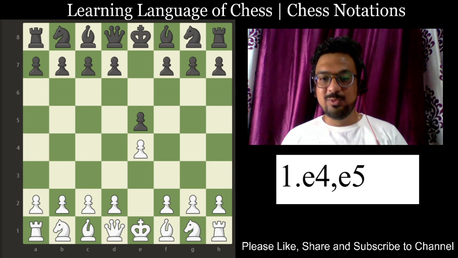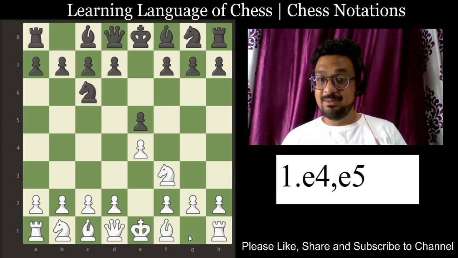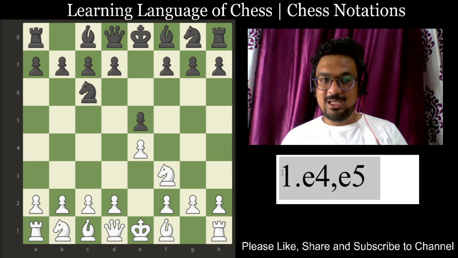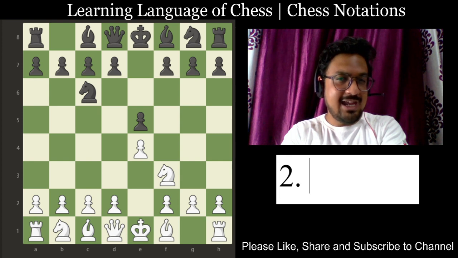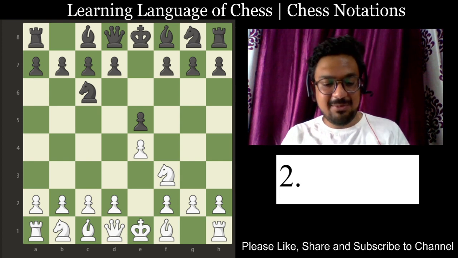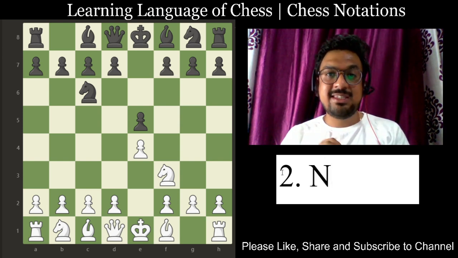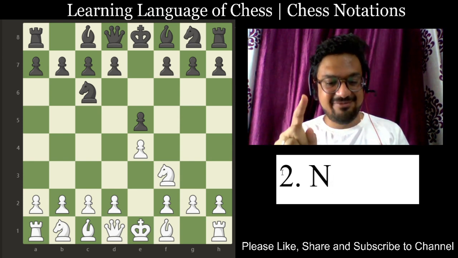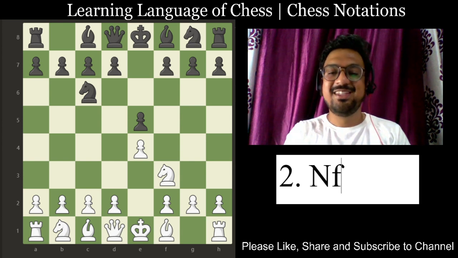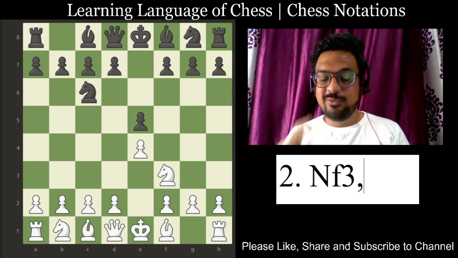So let's go to the second move. Let's not wait. White next plays this knight and black plays this knight. Okay, let's see if you remember. Now it's the second move. Let me see if you remember how a knight is written. What is the nickname of knight? It's not K, it's N, right? And where has the white knight moved to? N. To which file? F. And which rank? F3. Very good. NF3.